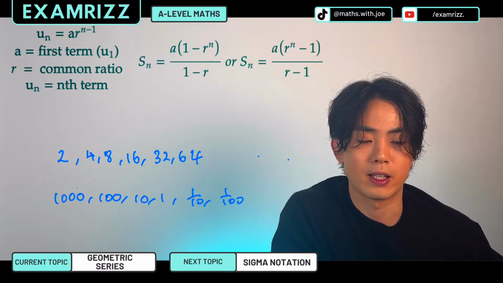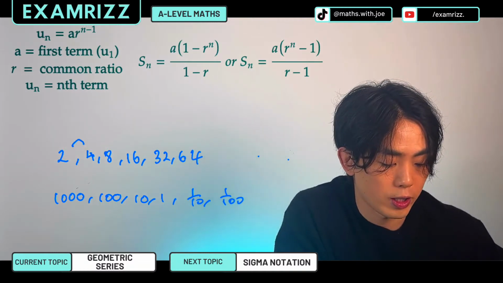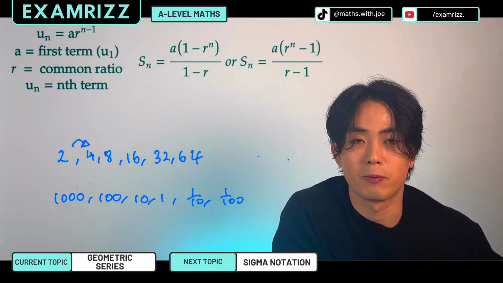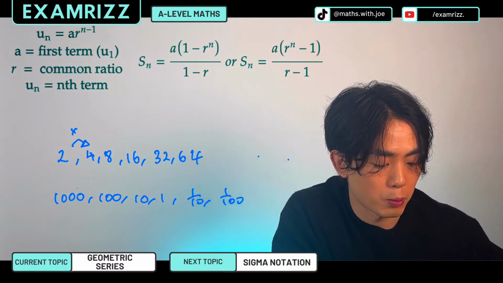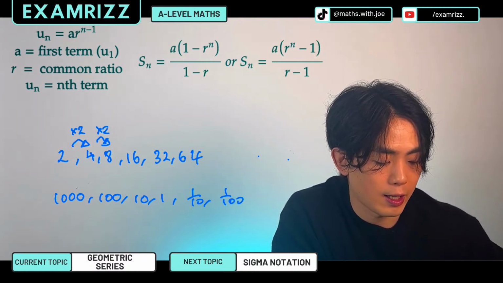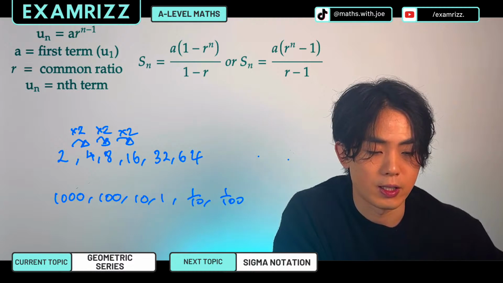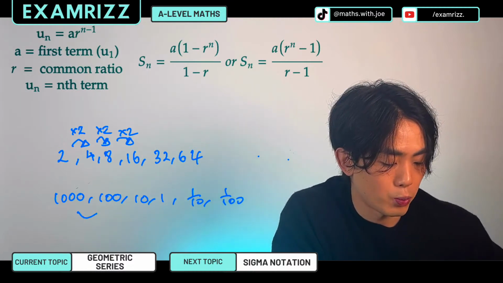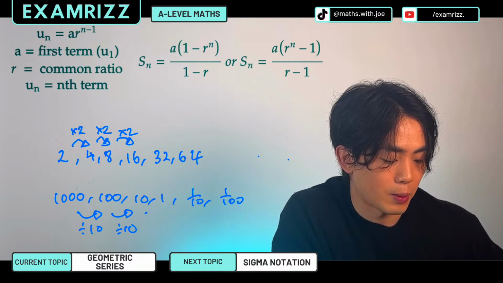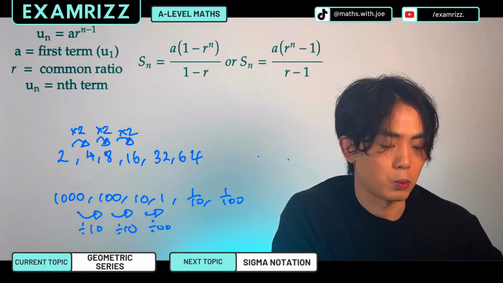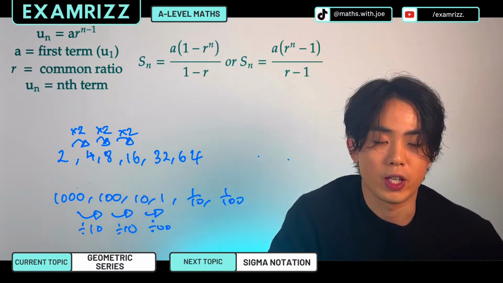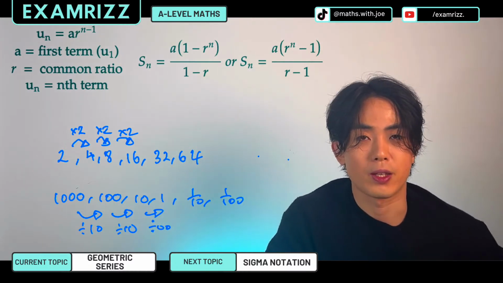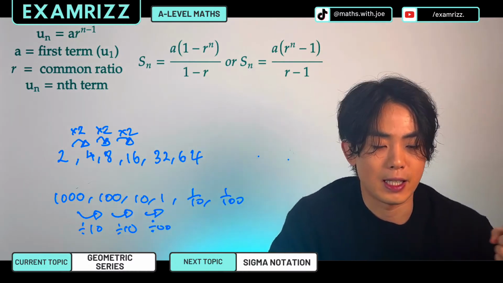What you notice now is the sequence is increasing or decreasing by the same multiple. Okay, so in this case, we're multiplying by 2 each time to get the next term within the sequence. In this bottom one, we are dividing by 10 in each case to get the next term within the sequence. But what we're multiplying and dividing by is also the same for each one. If this is the case, then we can define it as a geometric sequence, okay?